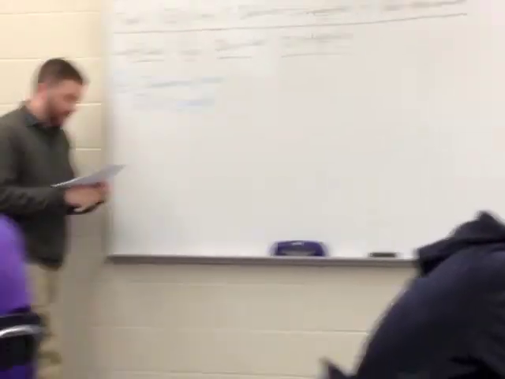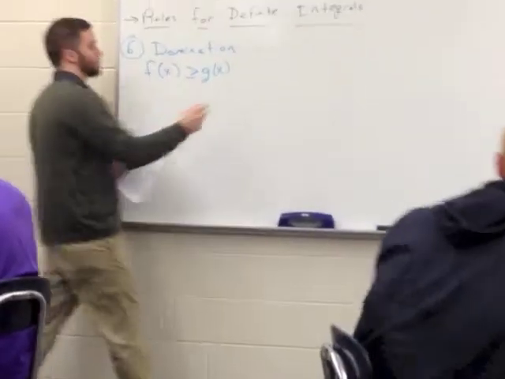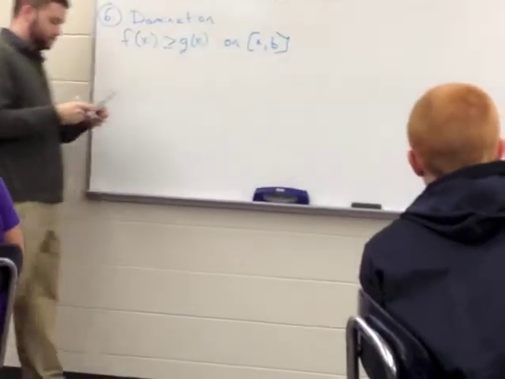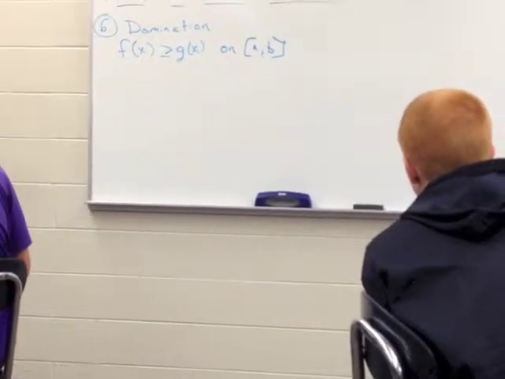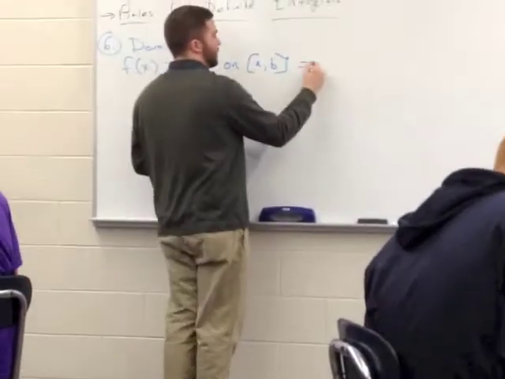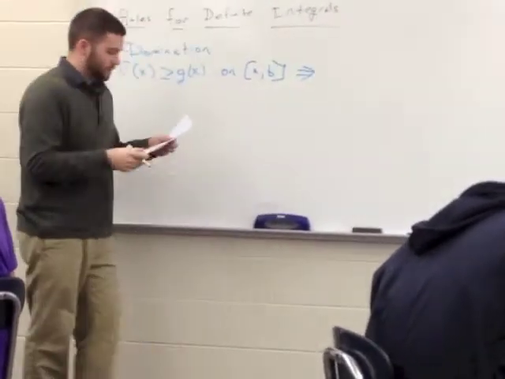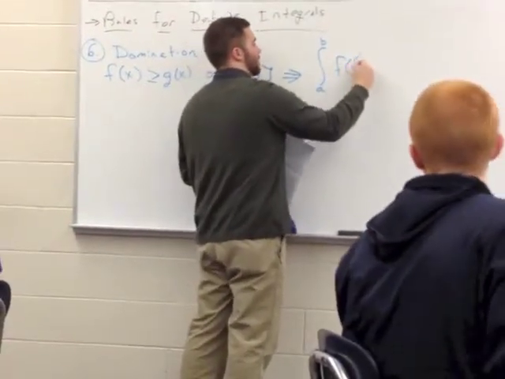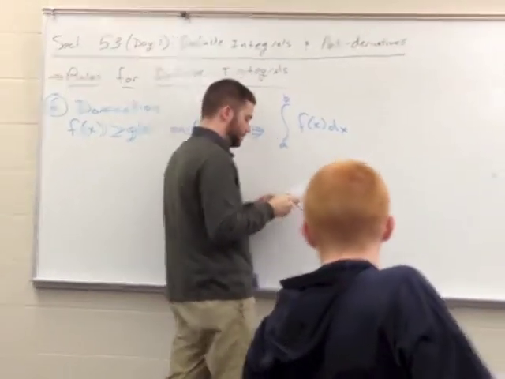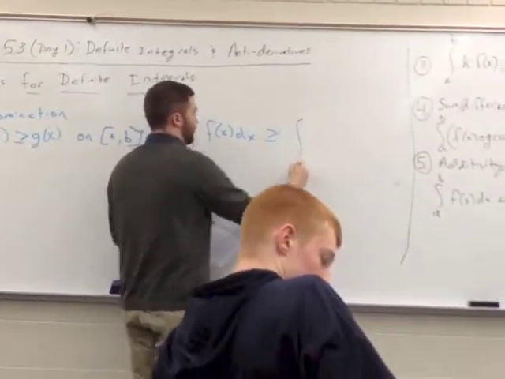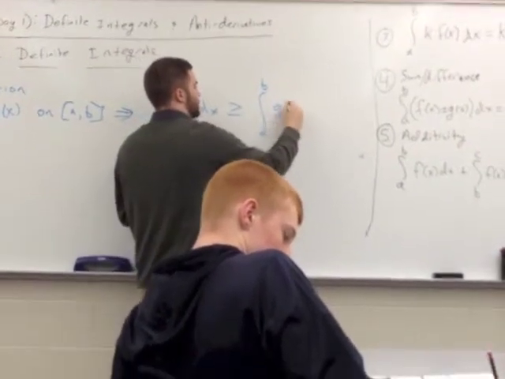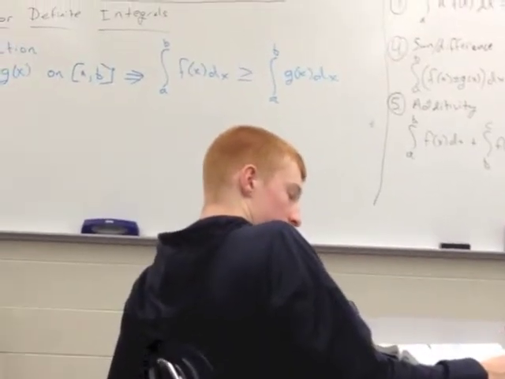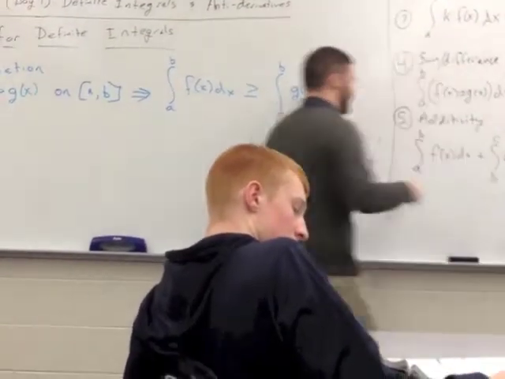If f of x is greater than g of x on the interval a to b, then we can say this. So if that's true, this is just a double arrow, then that implies that the integral from a to b of f of x dx is greater than or equal to the integral from a to b of g of x dx. And I have a little picture here too to solidify this idea.